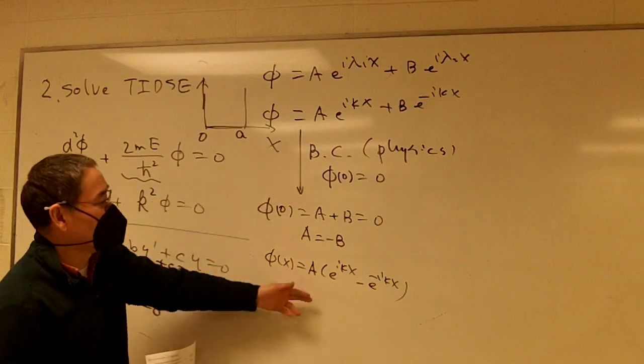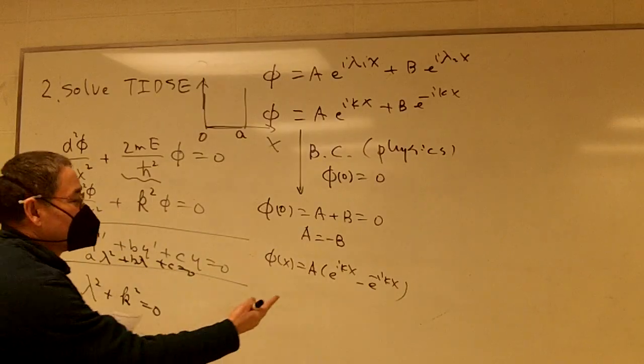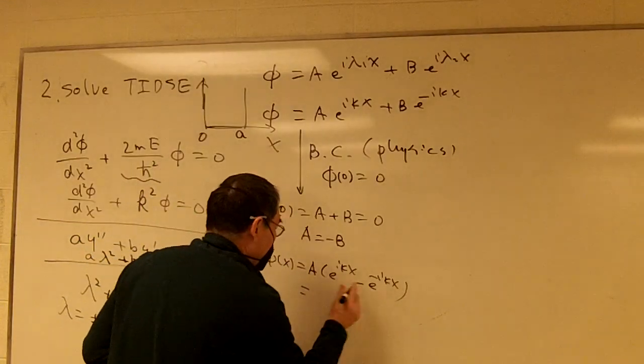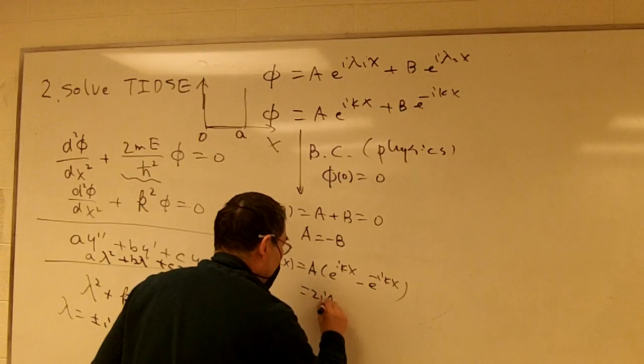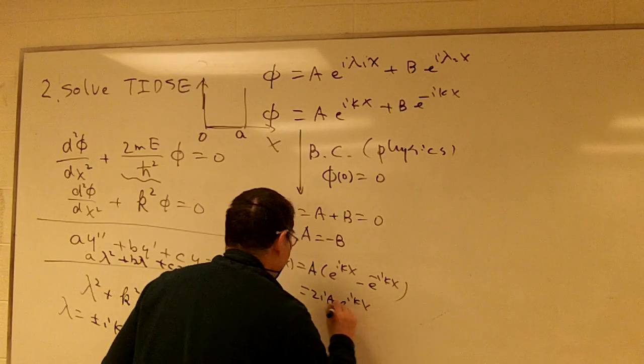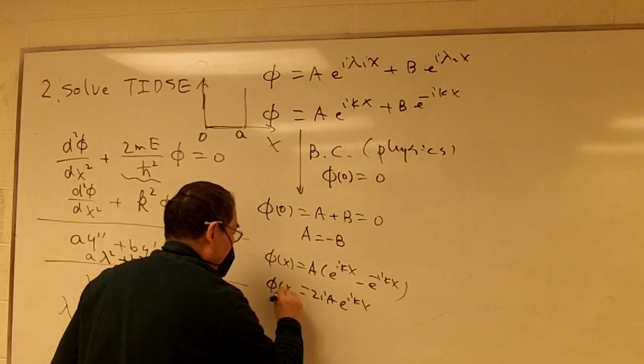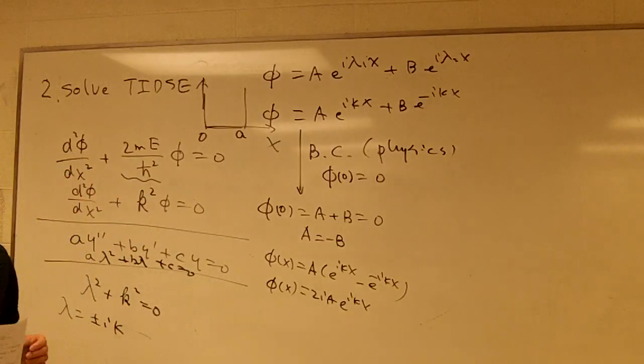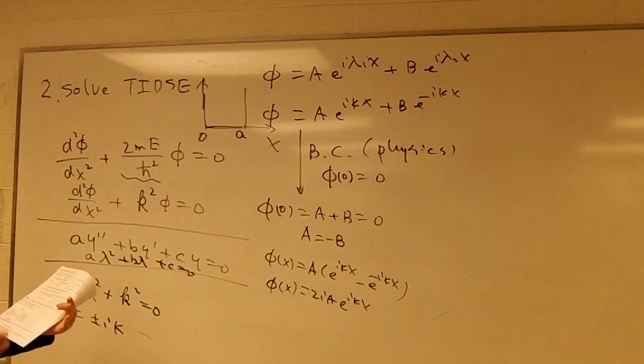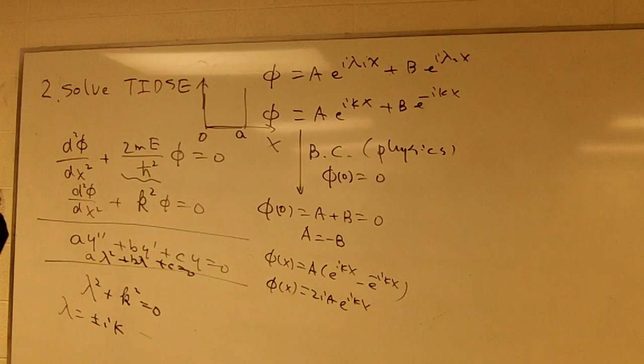So in other words, the boundary condition that I get, I can do the calculation. This minus each other will be 2ia e to the i kx. And this is my wave function here. And in principle, I can stop here. I do not need to do anything.